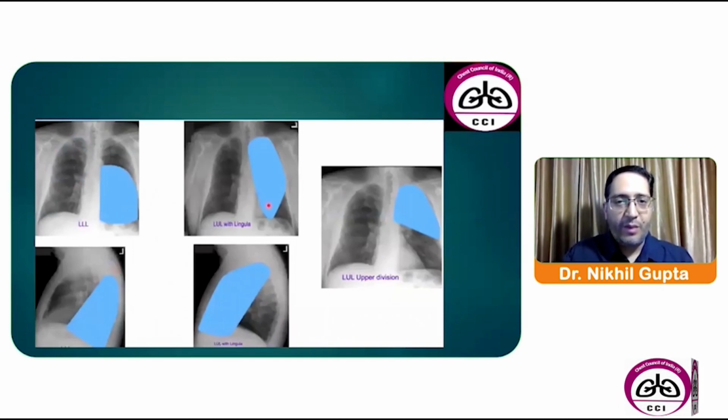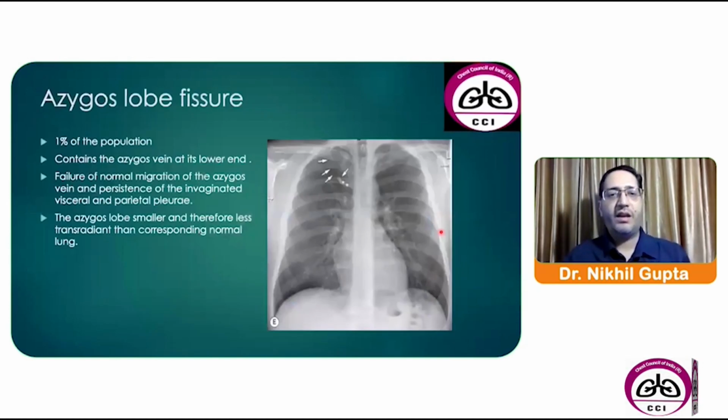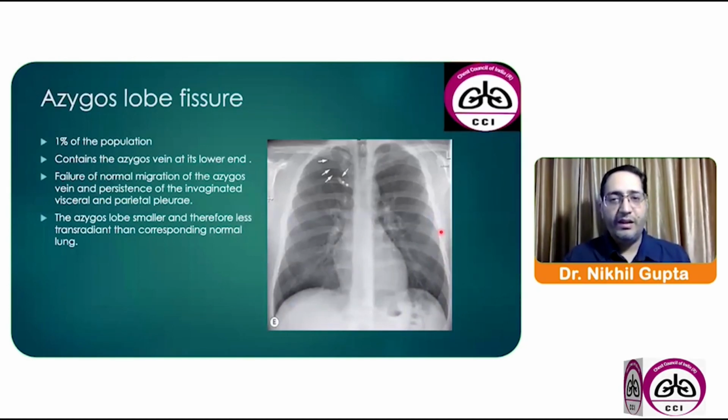This is left upper lobe with lingula, and this is the upper division, that is without the lingula. Coming to azygous lobe fissure. It is seen in 1% of population, contains azygous vein at its lower end. It is seen in this image.